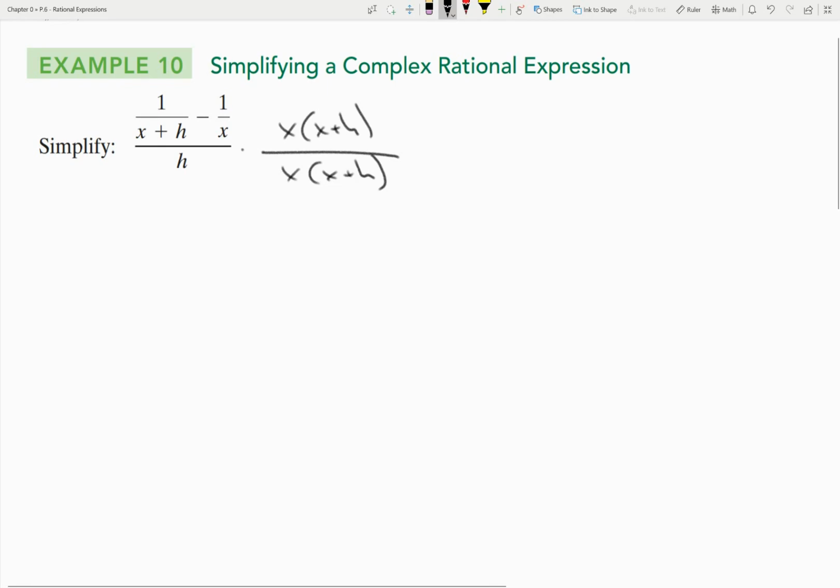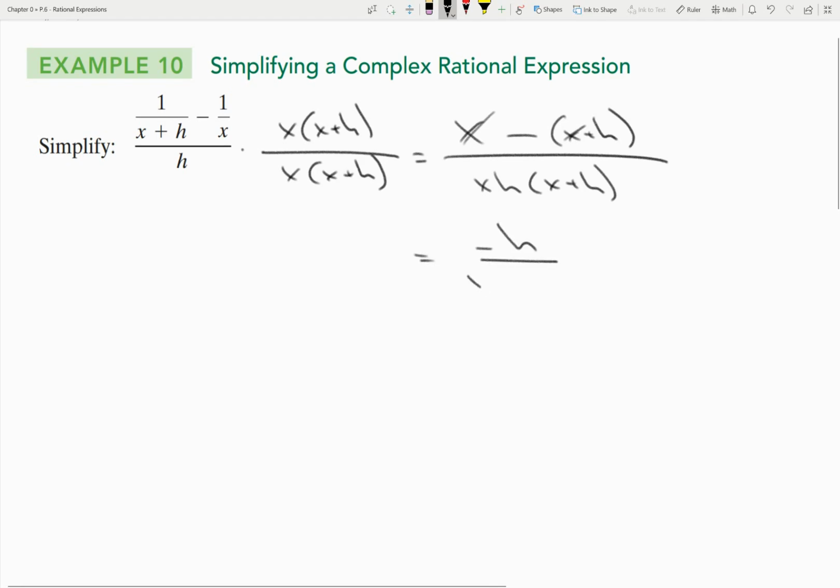Okay. So then when I multiply the fraction times x times x plus h, the x plus h's cancel, and I'm left with just x, minus, in the second term, the x's cancel, and I'm left with x plus h, over, nothing cancels here because we don't have any fractions, so it's x times h times x plus h. Here we can cancel those two, and now we have a negative h over xh, x plus h. The h's cancel, and we're left with a negative 1 over x times x plus h.